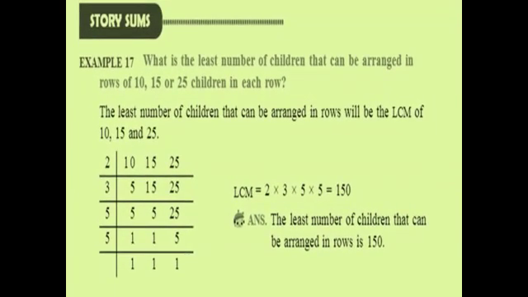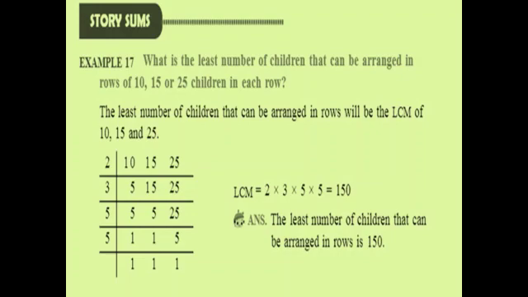Let us see a statement sum. What is the least number of children that can be arranged in rows of 10, 15 or 25 children in each row? Here, see the keyword here, least number of children. So the least number of children that can be arranged means it is the LCM of 10, 15 and 25.